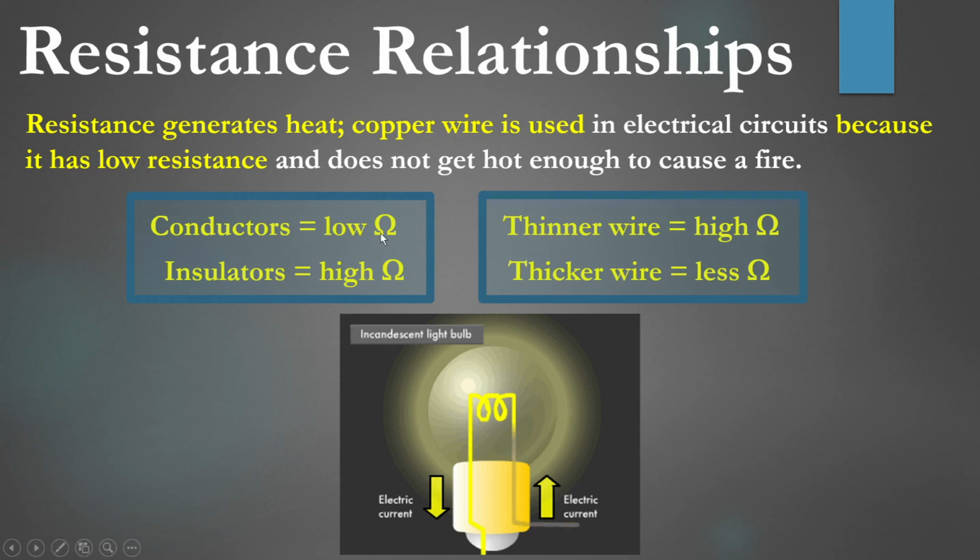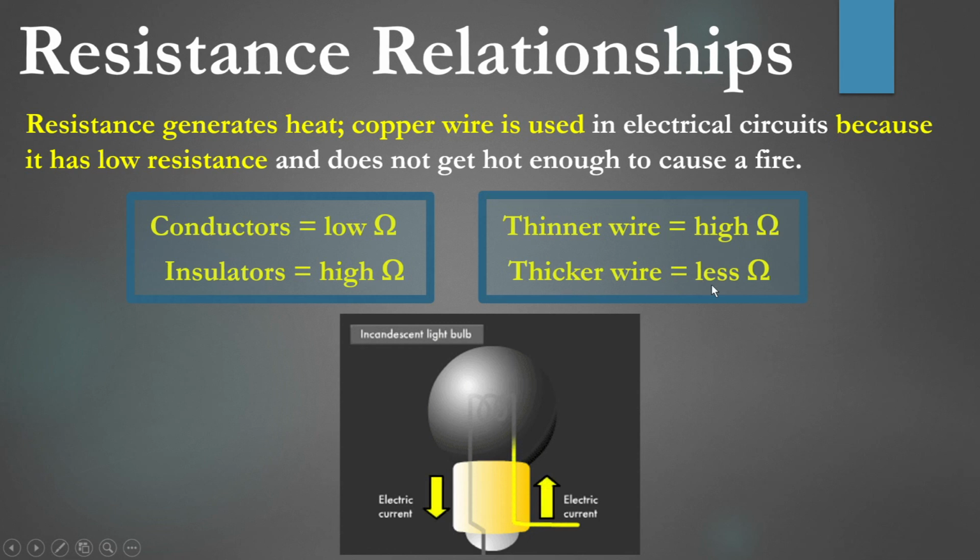So conductors have low resistance. They allow things to flow very nicely. Insulators have high resistance. Thin wires have high resistance. A thick wire has low resistance.